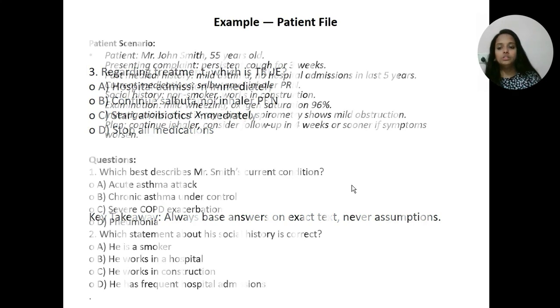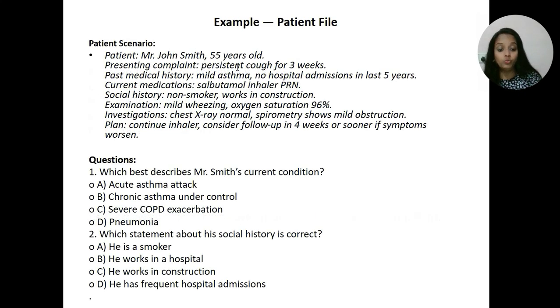Now, for the first question, which best describes Mr. Smith's current condition? Look at the persistent cough, 3 weeks, mild asthma, oxygen saturation normal, chest x-ray normal. Acute attack, no. COPD, not mentioned. Pneumonia, no, x-ray normal, right? So option B is the correct answer.